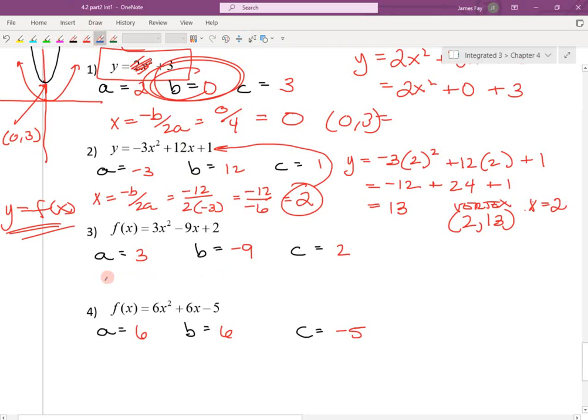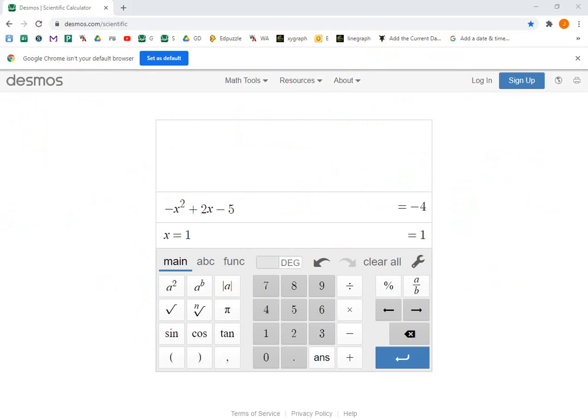All right, so if we find x, it's the opposite of b, so positive 9 over 2a. Okay, so this is going to be 9 over 6, right? And that gives me 3 halves. So here's what I want you guys to do when you get situations like this. If I'm going to evaluate that to find y, it's going to be 3 times 3 halves squared minus 9 times 3 halves plus 2. That's going to be difficult, right? Squaring fractions and all that sort of thing. So that's where I want you to grab Desmos.